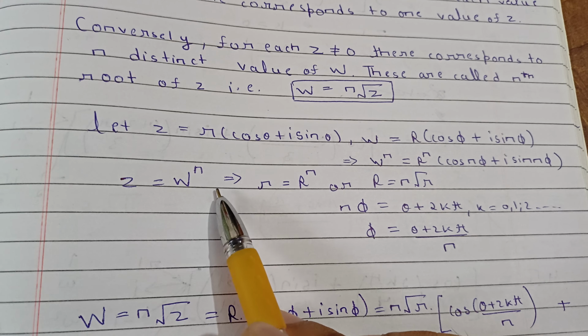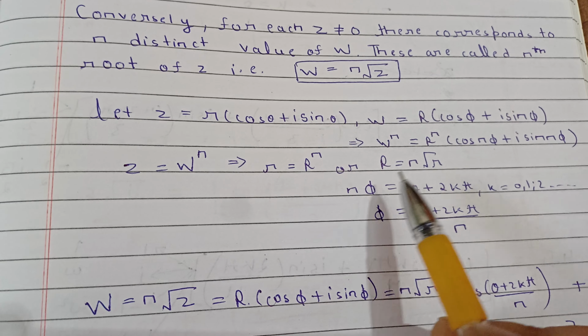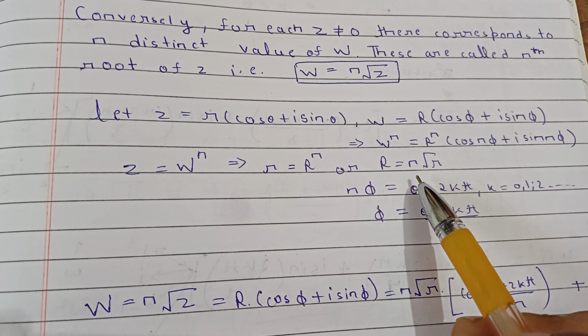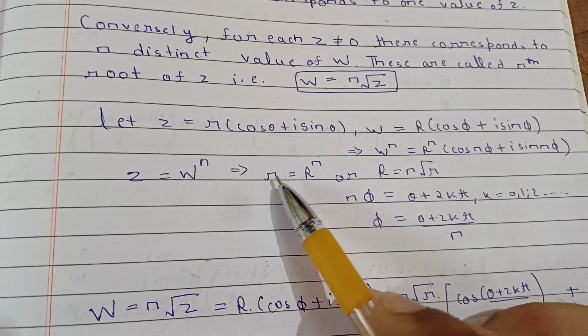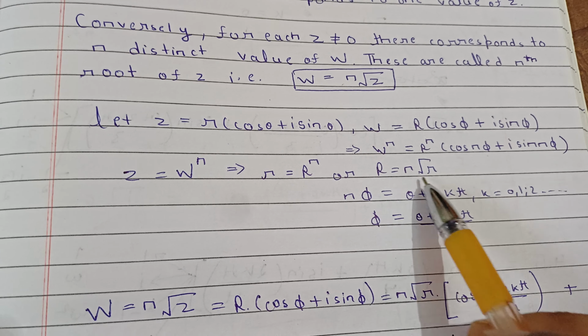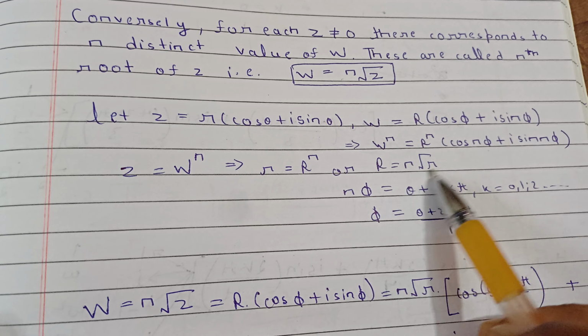So z equal to w^n, from this we find these relations: r equal to ρ^n and r equal to this. From here this n will go to this side, and will give you 1/n. So 1/n can be written as the nth root of r. Okay, this is third, meaning r to the power 1/n is this.